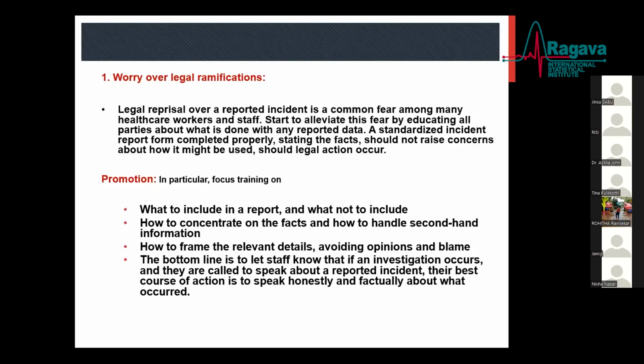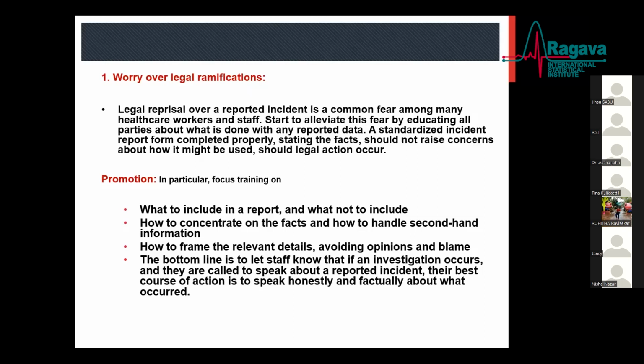So there is something called open disclosure, and if you read about open disclosure, you will understand what the management has to do for the patient as well as for the employees who are involved, and how it would benefit the organization. So when you have time, please do read on that. Legal reprisal over a reported incident is a common fear among healthcare workers and staff. We alleviate this fear by educating all the parties about what is done with the reported data. A standardized incident reporting form should contain the facts and should not raise concerns about how it might be used should legal action occur.